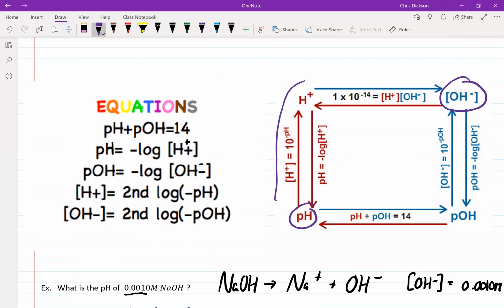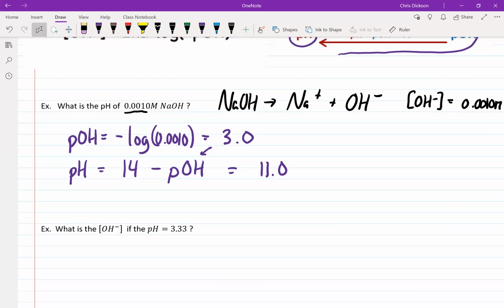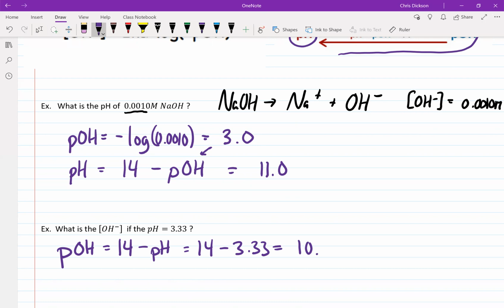So you could go this way, anti-log it and then use Kw, or you could go this way. And once again, I prefer the 14 method. The math seems easier to me, but you guys are brainiacs, so whatever you prefer. So the pOH would equal 14 minus the pH. I get 14 minus 3.33, which is equal to 10.67. So that's the pOH.